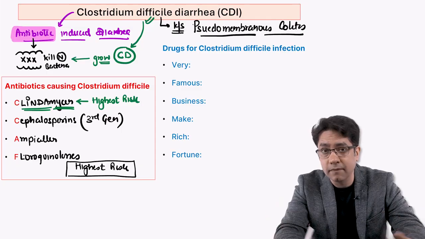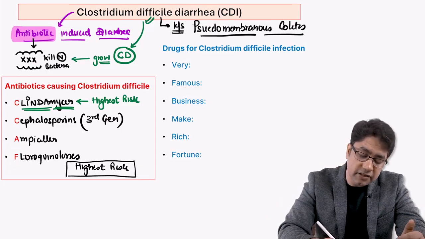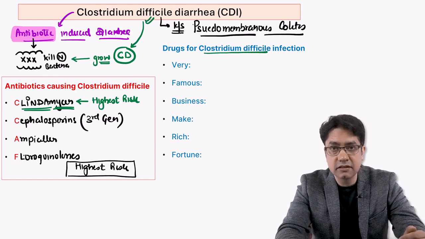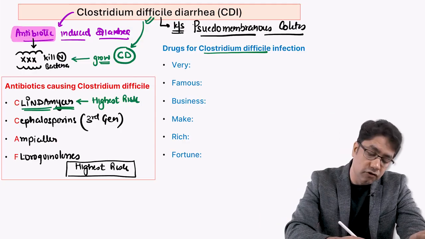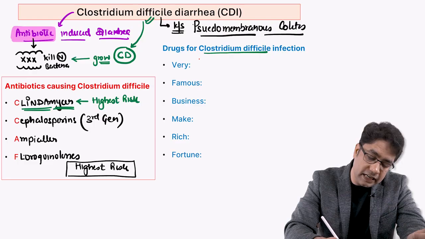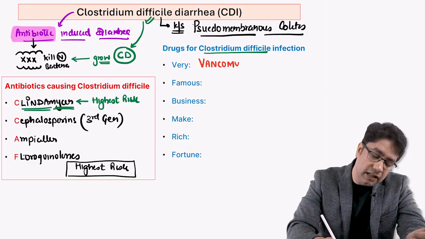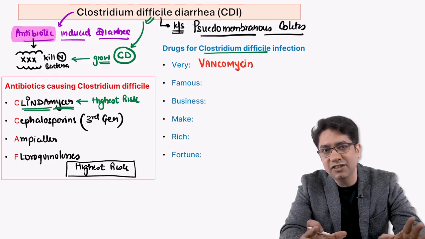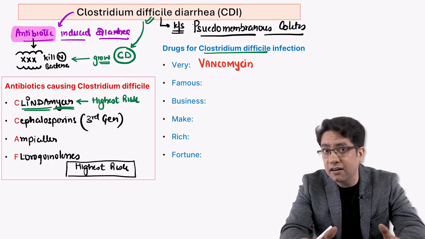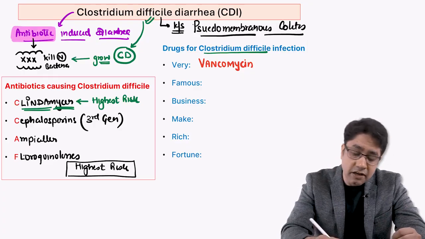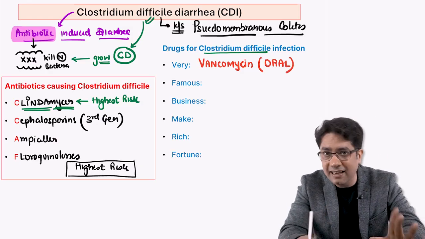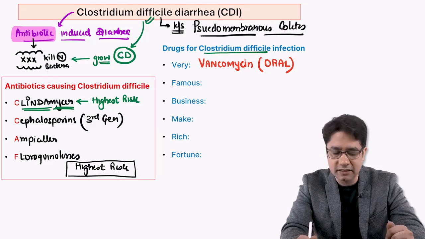So what is the treatment? Treatment of Clostridium difficile infection, we can make a mnemonic: Very famous business, make rich fortune. So V stands for very famous drug, that is vancomycin. Vancomycin will kill this abnormal Clostridium difficile bacteria in GIT and it will spare the normal GIT bacteria. And this vancomycin is always given orally. Remember, not IV. We give oral vancomycin.